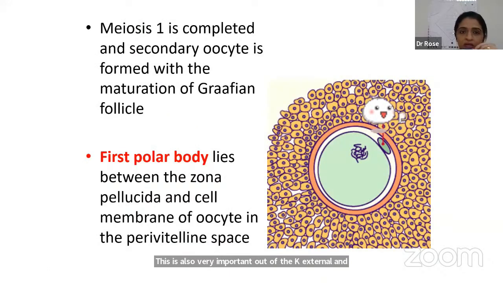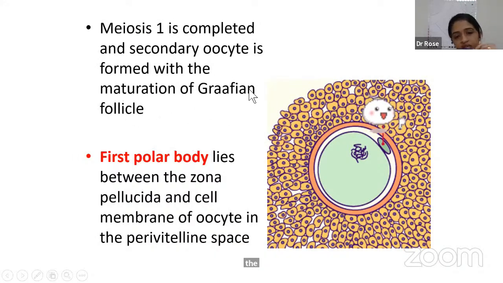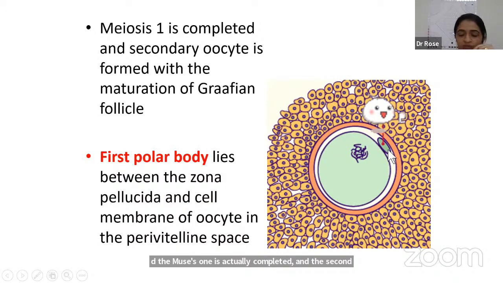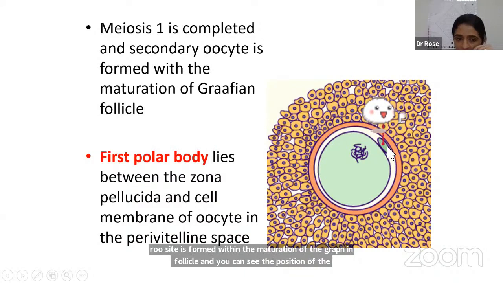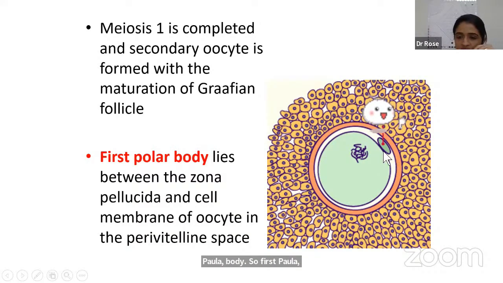That is theca interna. And the meiosis 1 is actually completed and the secondary oocyte is formed within the maturation of the Graafian follicle. And you can see the position of the polar body. So first polar body actually lies between the zona pellucida and the cell membrane of the oocyte.